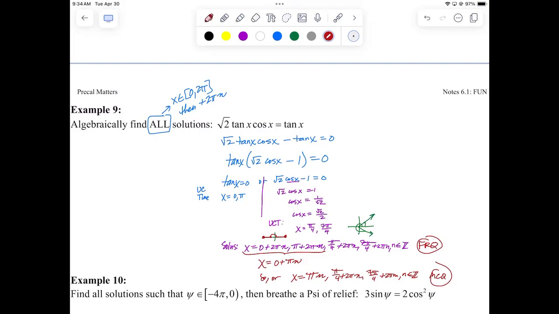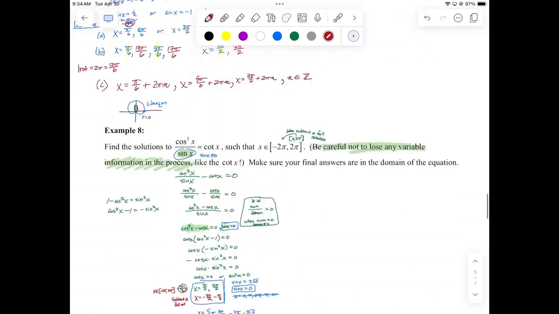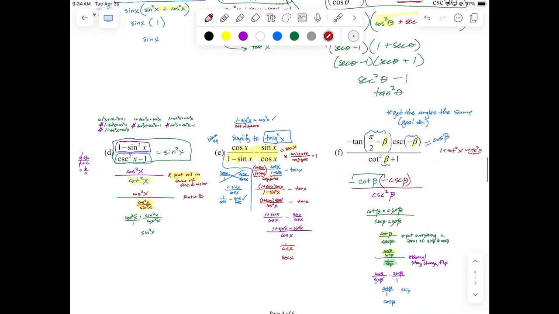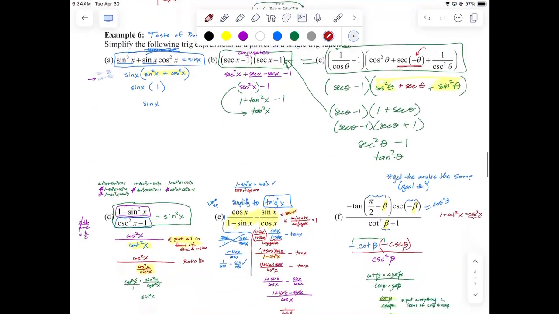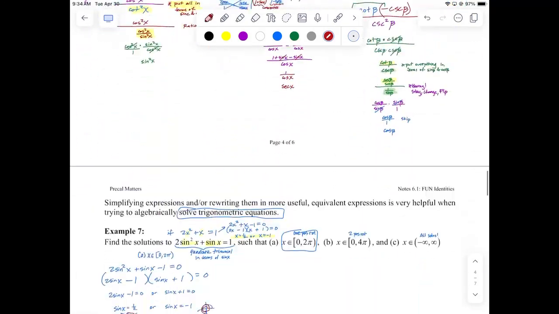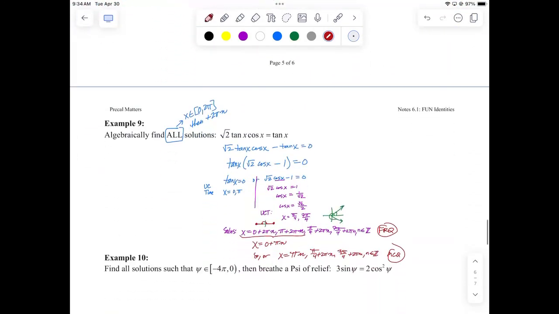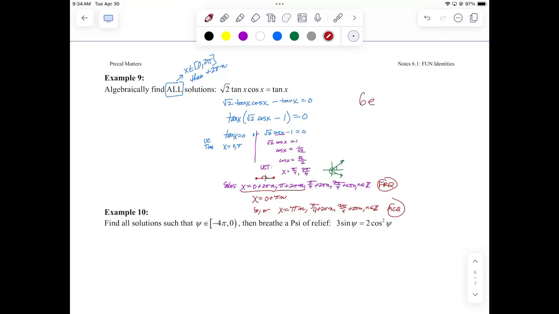Any comments or questions on today's lesson? Was it a good one? We got to example 9. How far did we get? We got example 6E through 9. 6E through 9. That's not bad. That's all in a day's work, huh?